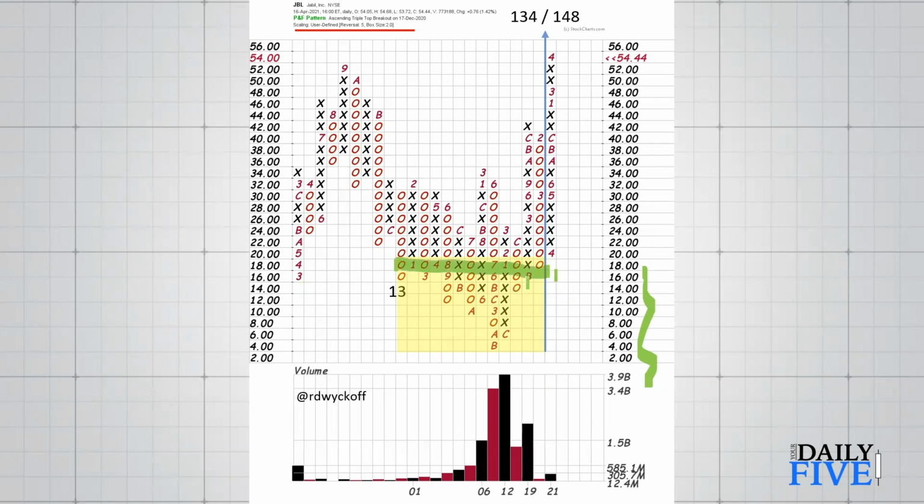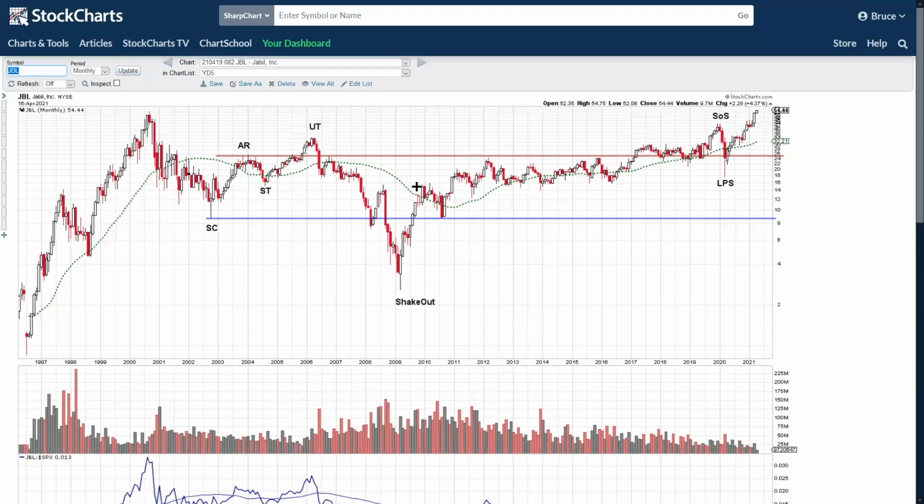And so here you can see this count is across the $18 area, currently 54, counts up to 134 to 148. And this count could be much bigger than this. It could go out to here. And again, more traditional counting methods could produce a larger count. So keep that in mind. JBL, a really big campaign candidate.